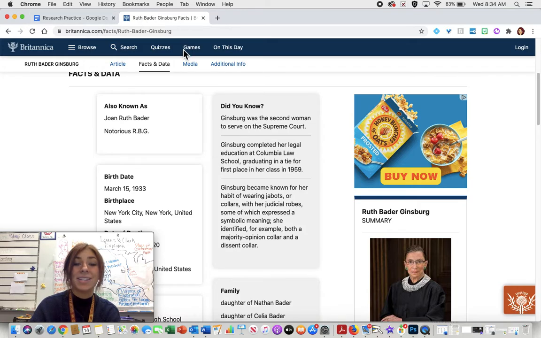And I'm going to go back to this tab, and I'm going to look right over here where it says, did you know? Because, again, I know it's going to tell me some really cool facts. And it says, Ginsburg was the second woman to serve on the Supreme Court. That is pretty cool information. She was only the second woman to serve on the Supreme Court. And again, her being someone that fought for women's rights, that's something that's really, really awesome and important.